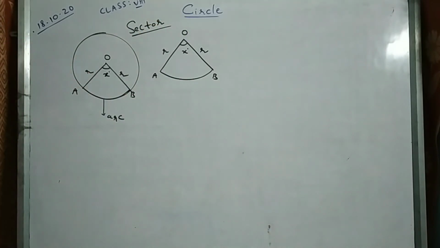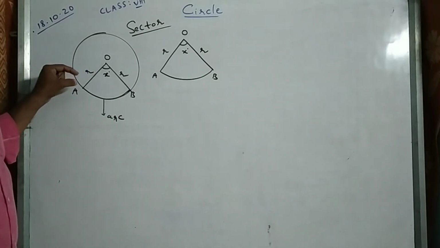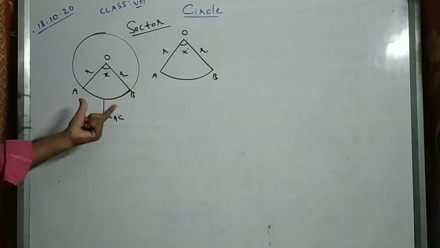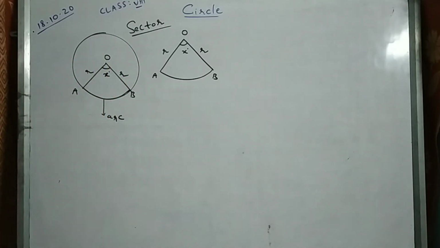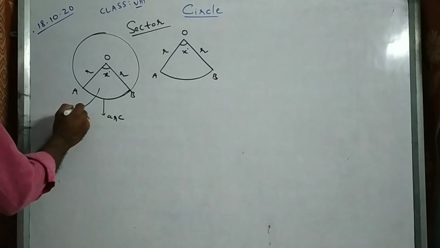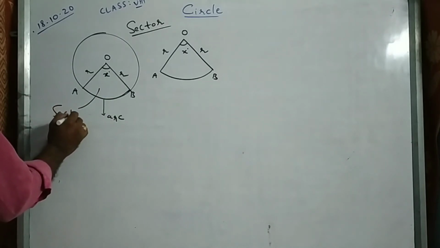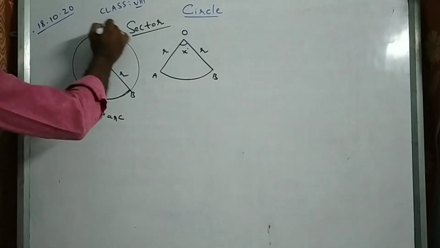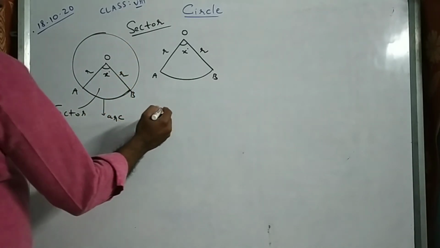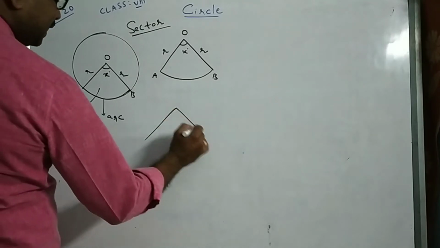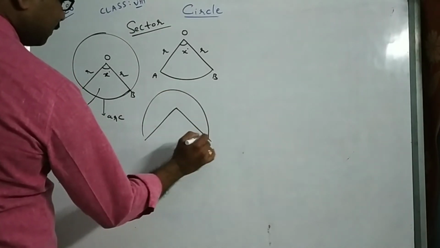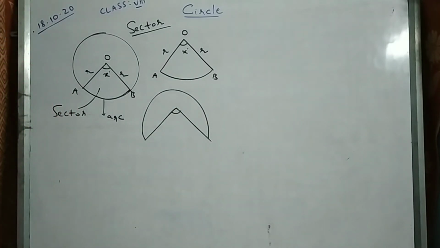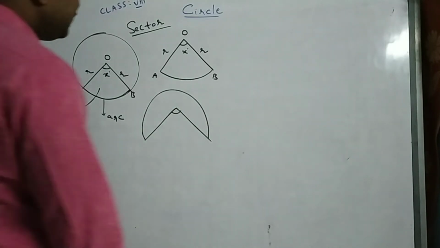A sector is a portion of the circle formed by 2 radii and 1 arc. That is called a sector. Since it is a small piece, it is the minor sector, and the remaining piece is called the major sector. After cutting that piece, we will have the remaining one like this. That is the major sector. Okay, minor and major.